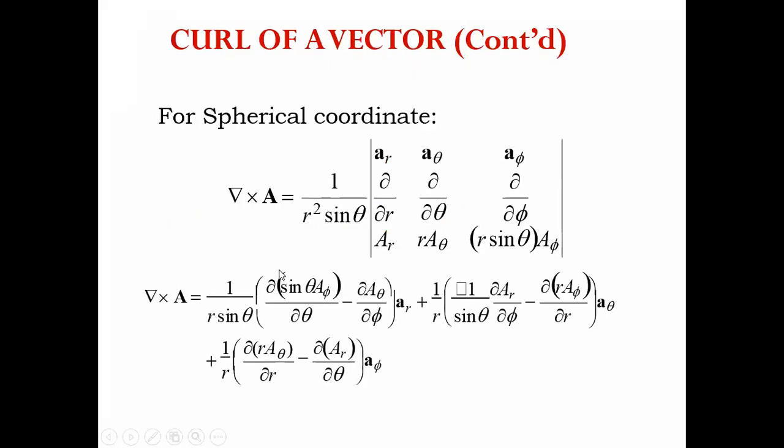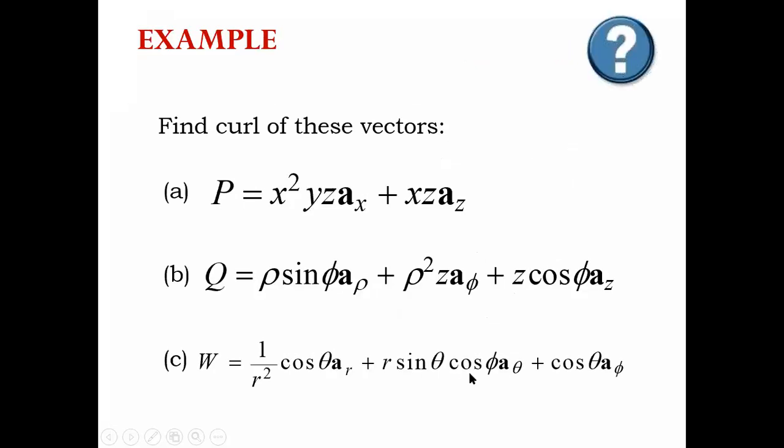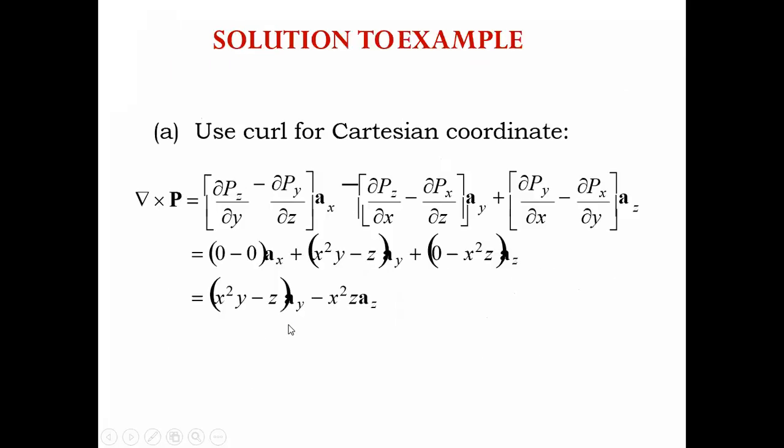So again, for spherical coordinates, it will be the same, with some changes. R will be multiplied here, R sine theta multiplied here, and the whole is multiplied by 1 by r square sine theta. So you will expand the determinant and you can find your answer. And just for your practice, as usual, take it in determinant form, put the values, expand the determinant, find the curl.